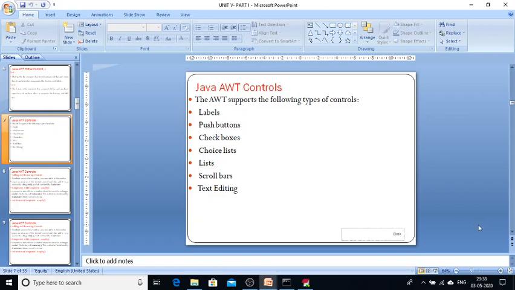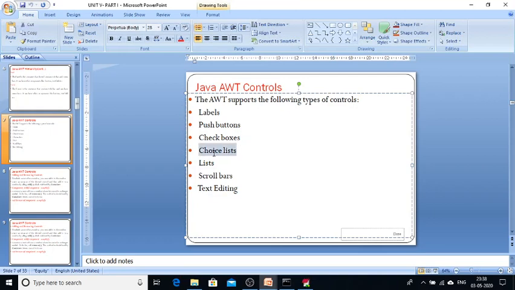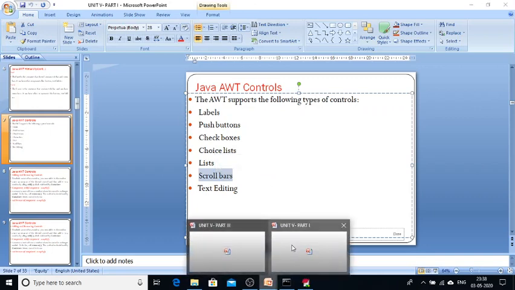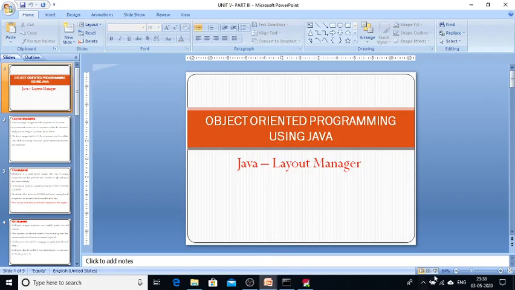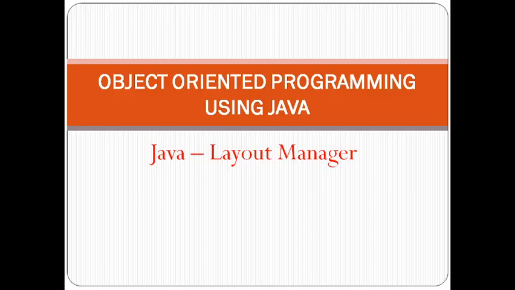Good morning, everyone. In the last class, we discussed AWT controls, such as how to create labels, buttons, checkboxes, list boxes, scroll bars, and text boxes. These are all topics we discussed in the previous concept. Now we are going to discuss a new concept called layout managers.